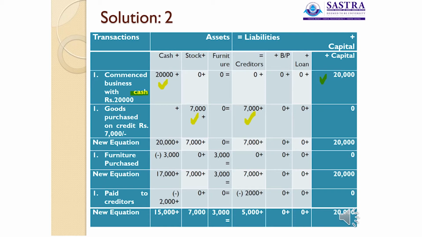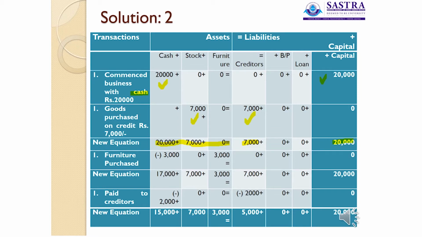Is it clear? So the total of the assets value is 20,000 plus 7,000, 27,000. Here the liability side is 7,000 plus 20,000, so 27,000. So 27,000 is equal to 27,000. So here the accounting equation is proved.